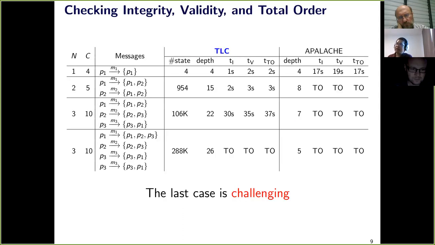And now I'm talking about the experiment. This experiment is of checking integrity, validity, and total order, the safety properties. The first column N is the number of processes, and column C refers to the maximum value of the clocks. And messages are multicast messages. We have P1 arrow, a set of P1, M1. It means that process P1 multicasts message M1 to a group of processes P1. And here you can see that TLC is better than Apalache. However, the last case is very challenging for both model checkers. They cannot check the last case.